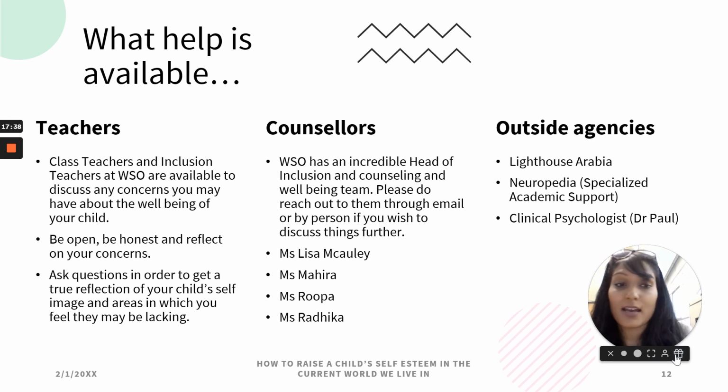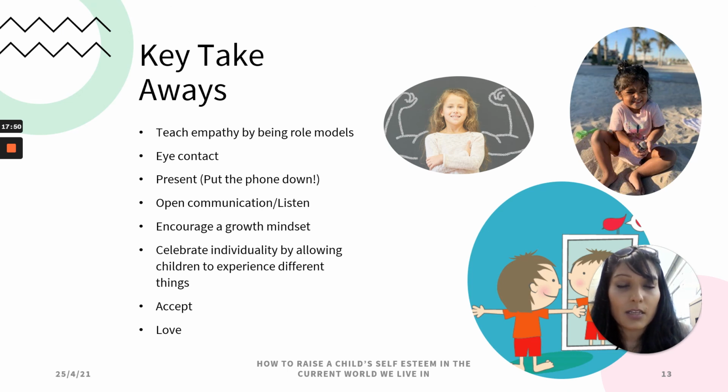The key thing to remember here is that you are not alone, and that we are all here as a team. So the key takeaways of our session, I write here. I would say to teach empathy by being role models, give your children eye contact, be present, so put that phone down. And I'm totally speaking to myself when I say this, put my phone down, because so often hours and hours go by and we're attached to our phones, on the dinner tables while our children are playing, while we're out. Let's put those phones down and really begin to listen and have those open communications.